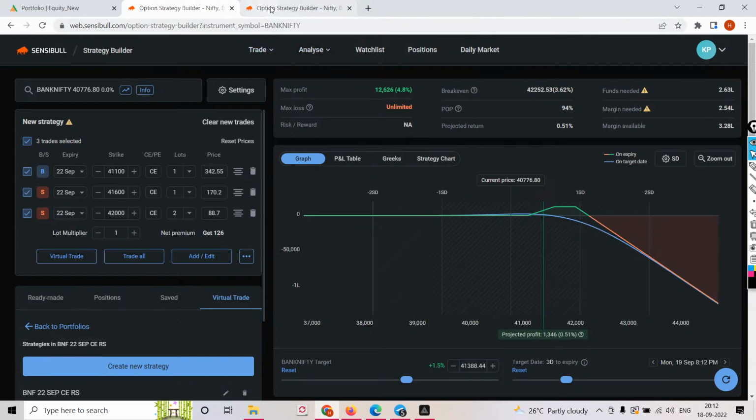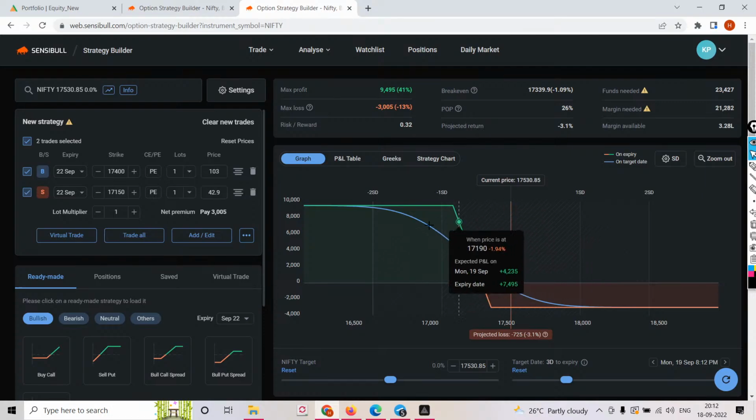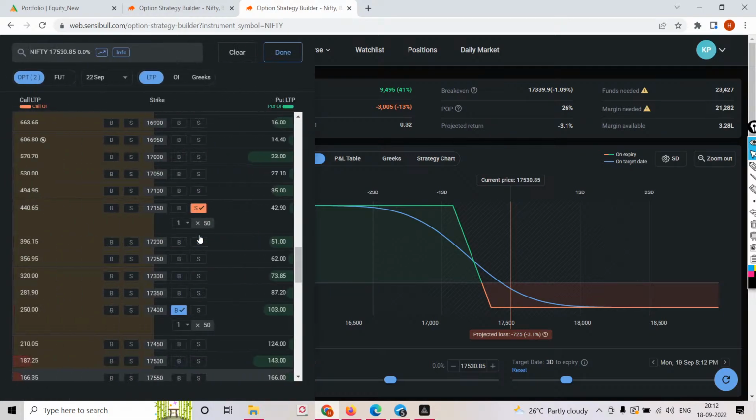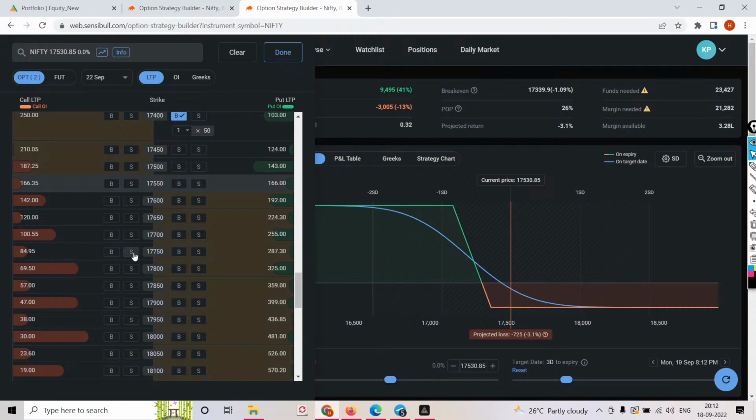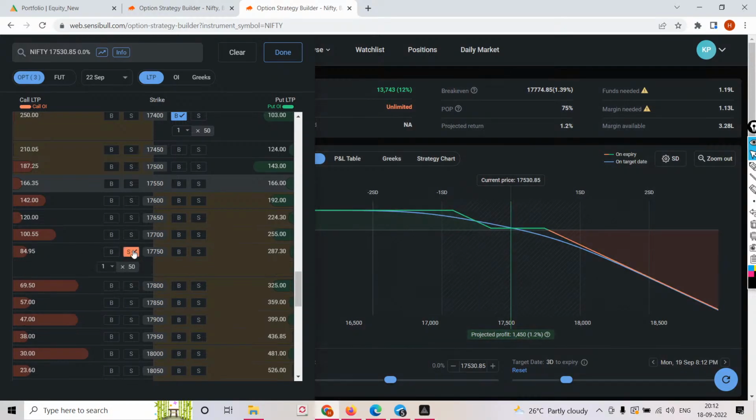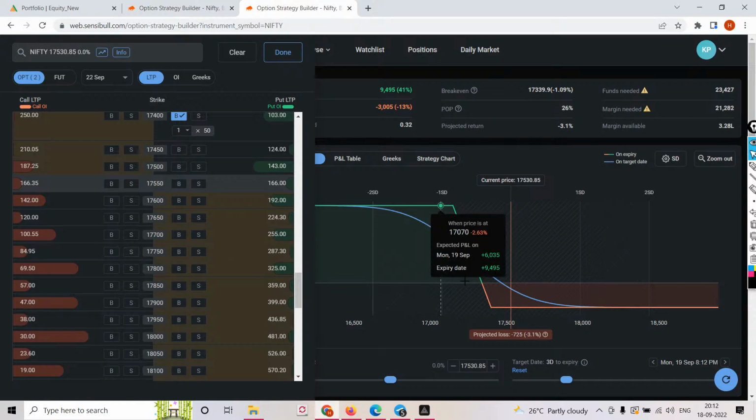What you have to do is convert this into a ratio spread. So you have to just convert this loss to zero. How can you do it? There are multiple ways, right? You can just sell one thing. You can just sell one call. What am I doing? Sell only, right?